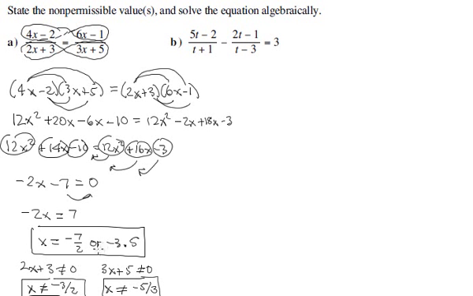All right. So this is our solution. It is a permissible value. It isn't one of these no-go numbers. So it's valid, and we can go on to the next one.